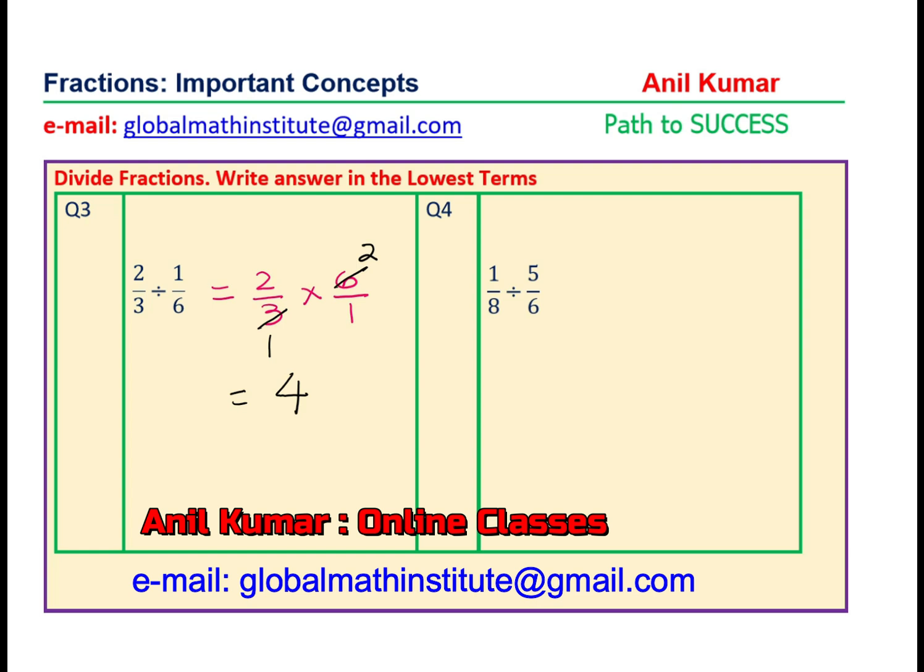Correct. The next one here is 1 over 8 divided by 5 over 6. Leave 1 over 8 as such. Replace the division with multiplication by the reciprocal, which is 6 over 5 in this case. 8 and 6 are even numbers, both can be divided by 2. So we get 2 times 4 as 8, 2 times 3 as 6, and our answer, which is 3 over 20. Makes sense. So I hope so far you have understood the basic process of division in case of fractions.